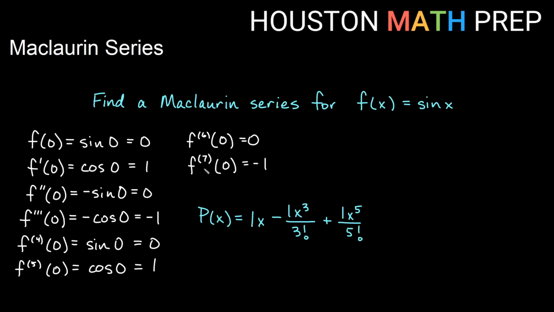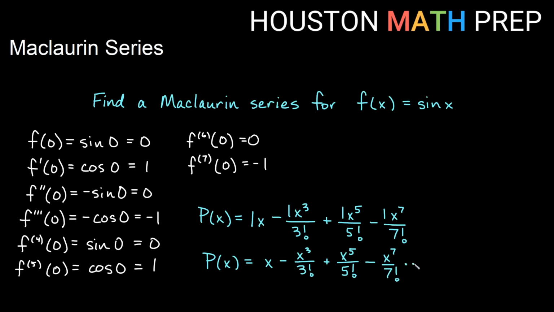The x to the 6 term would be 0. The x to the 7 term, we'd have a negative 1 for that derivative value there. So we'd get negative 1 x to the 7 over 7 factorial. And if you can begin to see a pattern here, let's go ahead and clean this up. So our Maclaurin series for sine of x is just going to be x minus x cubed over 3 factorial plus x to the 5 over 5 factorial minus x to the 7 over 7 factorial, and we could keep going.